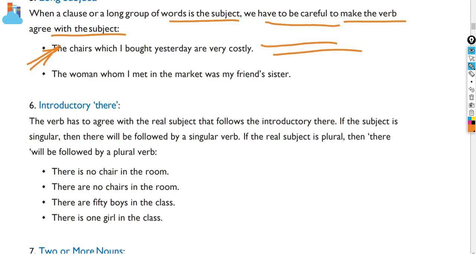If we do not know the rules, and if we are not thorough and do not practice, then what will happen? There will be frequent mistakes in the exam, and if it is an MCQ question, then certainly we will lose the full credit. Therefore, it should be learned. The chairs, so this is the subject, which I bought yesterday.